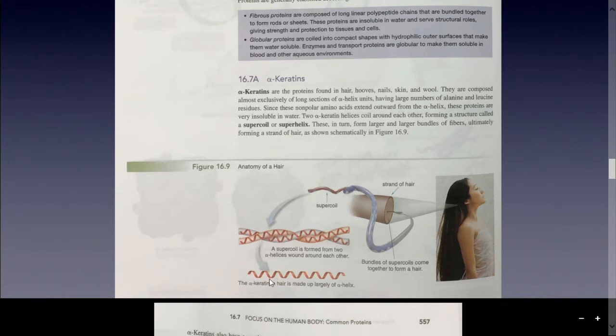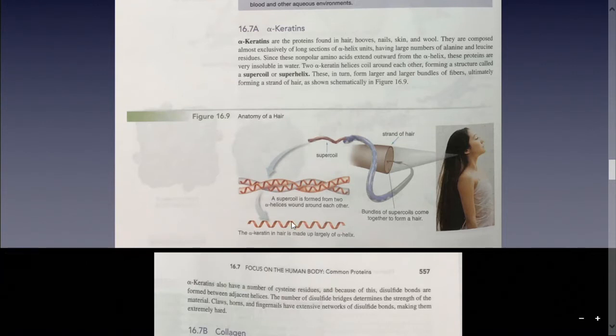And so if you just have one of these alpha helices, there you go. There's one of the polypeptides that make up keratin. That would be your hair, skin, and nails. Now, if you're other animals, you'll have hooves instead of fingernails and things like that, but it's the same idea.